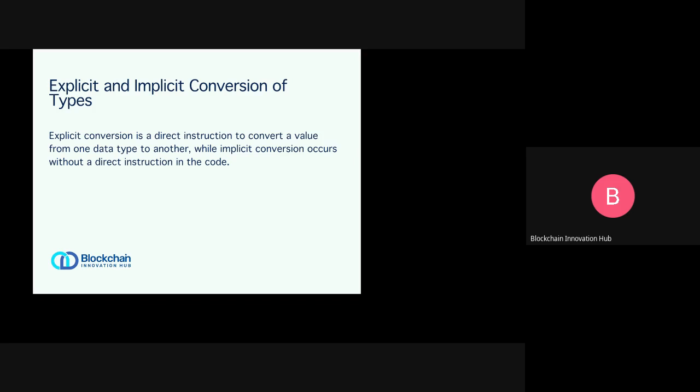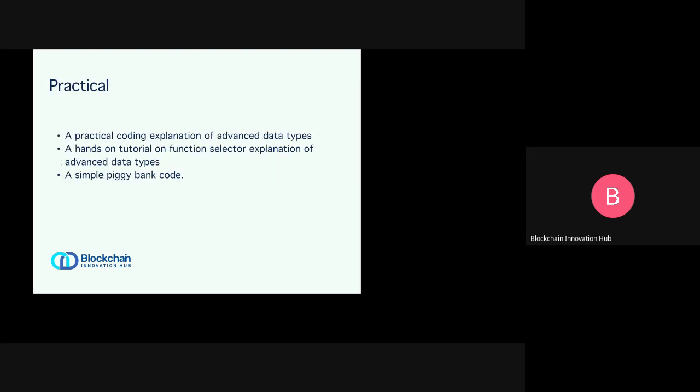For example, you can convert payable address to address without specifying anything; it converts automatically. But the other way around, from address to payable, you have to do that explicitly. So that's how it works. Without wasting much of our time, let's go to coding.